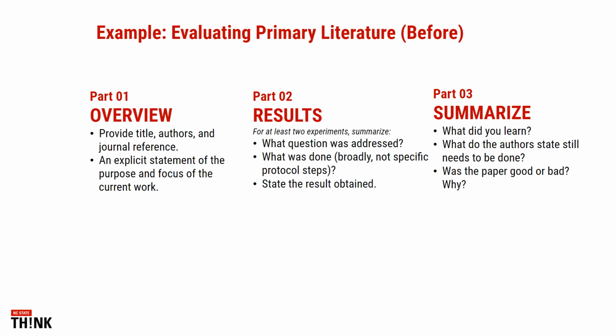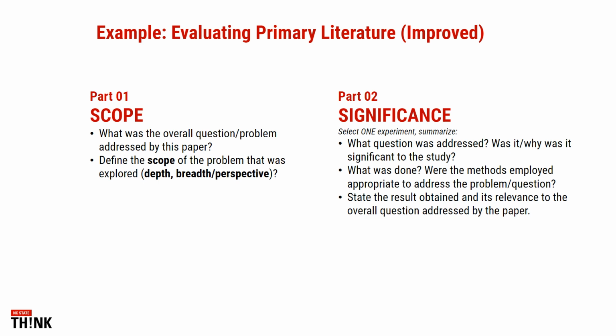Part 2 was to summarize the results from at least 2 experiments, including what question was addressed, what was done, and to state the results obtained. And finally, students were asked to provide a summary of their evaluation, including what they learned, what the author stated still needs to be done, and whether the paper was good or bad and why. While the broad strokes of this assignment asked students to evaluate the materials, without more explicit structure and language for how exactly to do that, the outcomes of what students created were all over the place.